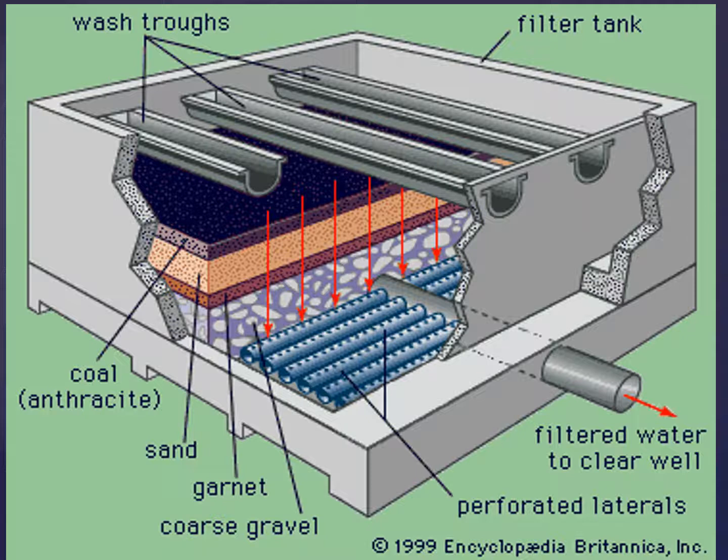And as you see here, there is a layer that's coal, that is anthracite coal, and the second layer, as you see here, is sand, and then there's another layer that's garnet. And at the bottom, there's a support for these layers that will be coarse gravel. At the right, during the filtration, filtered water, you collect it and you send it to the clear well.